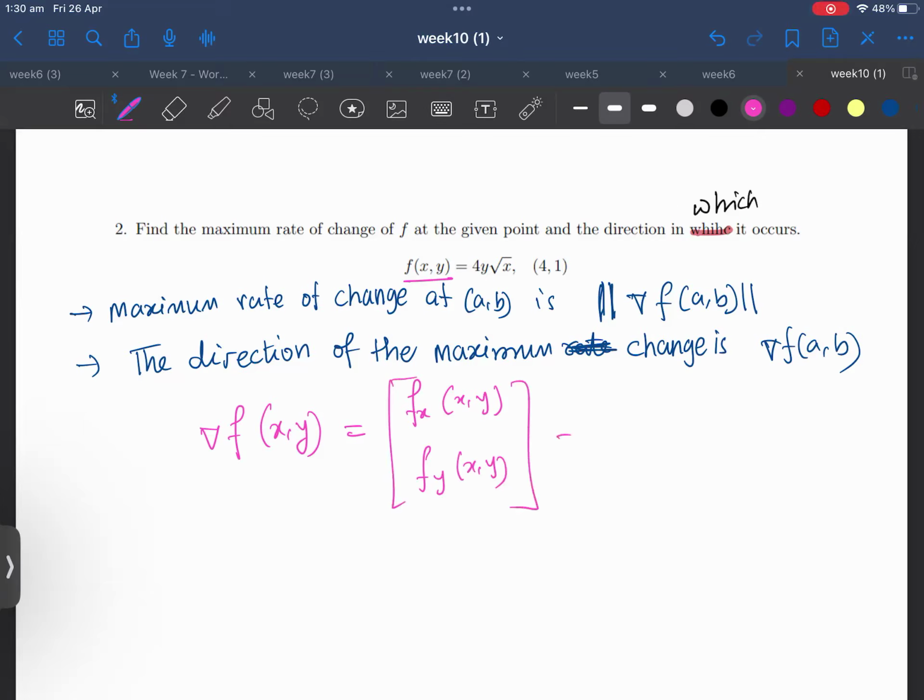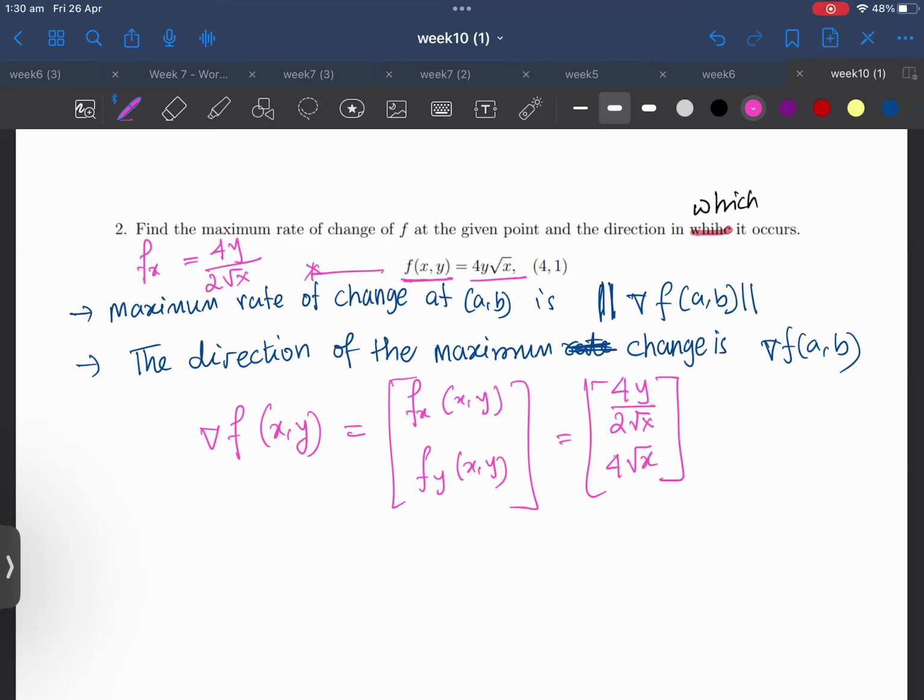So if you differentiate this function with respect to x, then you will get 4y and 2 square root x. So write down 4y, 2 square root x. And then if you differentiate with respect to y, the same function, you will get 4 square root x. So this is the thing.